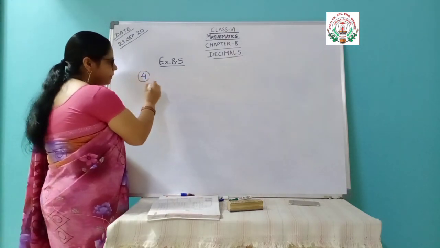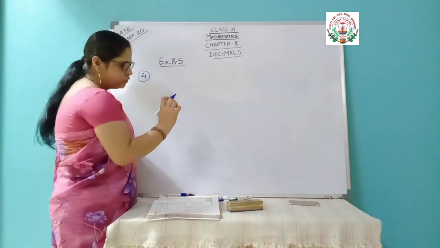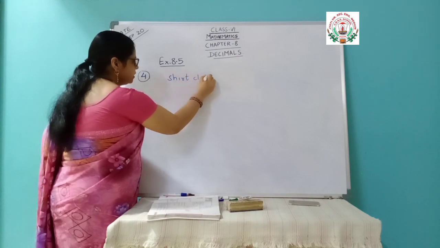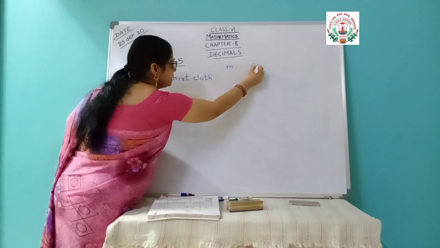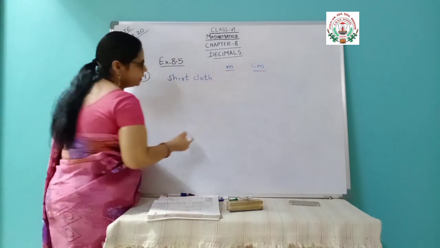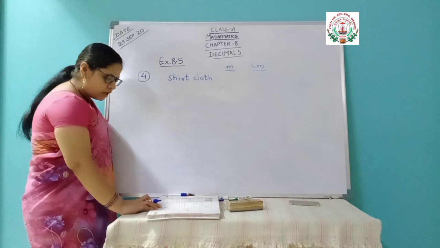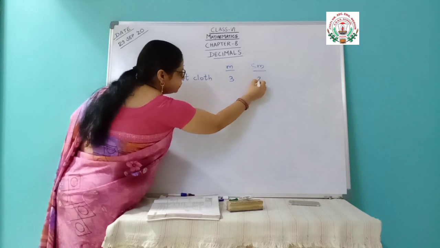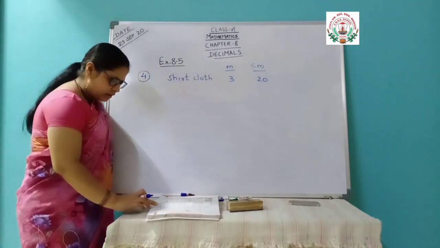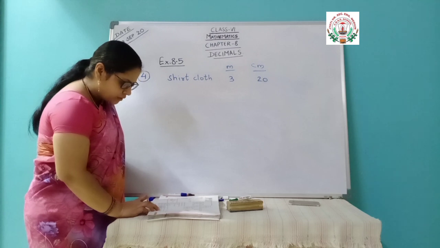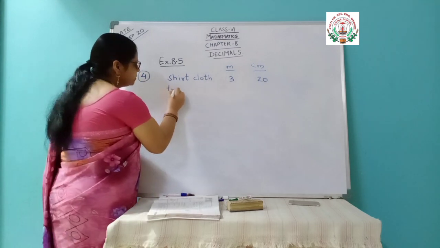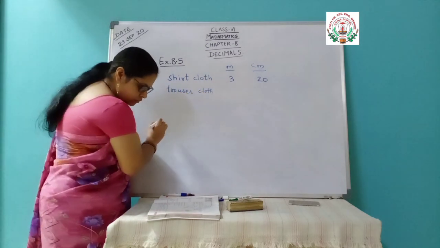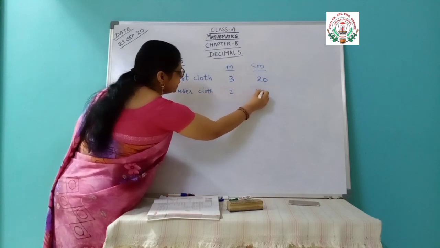Okay. In short only I am writing. Sentences of course you are getting through PDF. So in short I am writing. Shirt cloth given in meter and centimeter. This is heading for meter, this is heading for centimeter. Okay, so 3 meter 20 centimeter. So under meter you will write down 3 and under centimeter you will write down 20. Okay, then 2 meter 5 centimeter cloth for a trouser. Trouser cloth, how much? 2 meter and 5 centimeter.